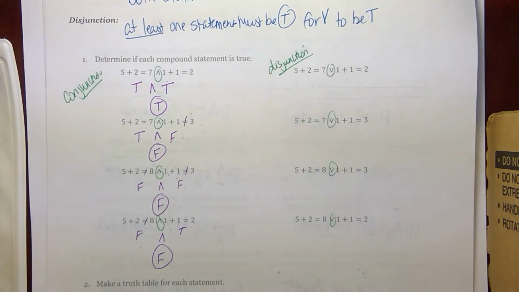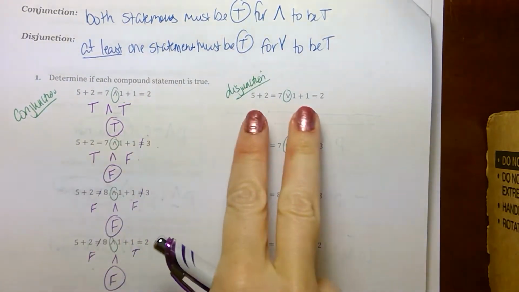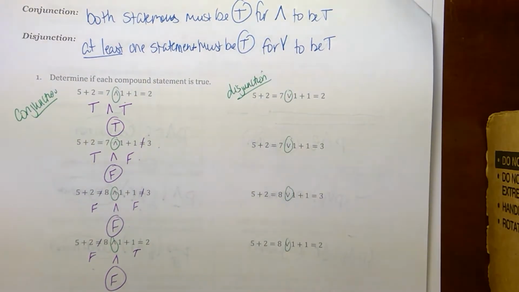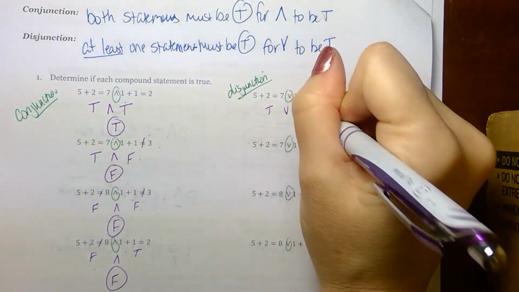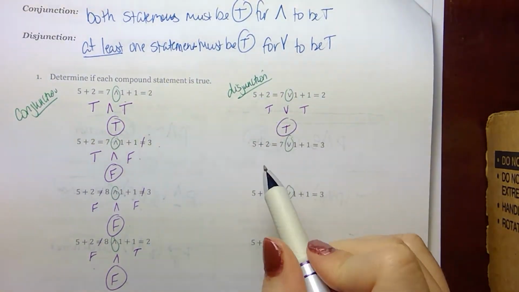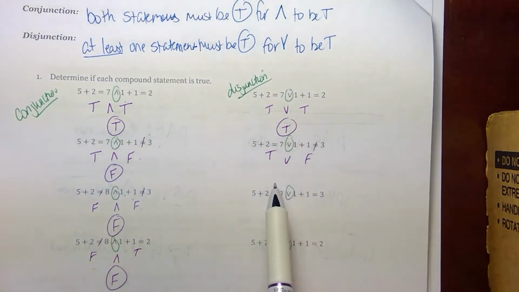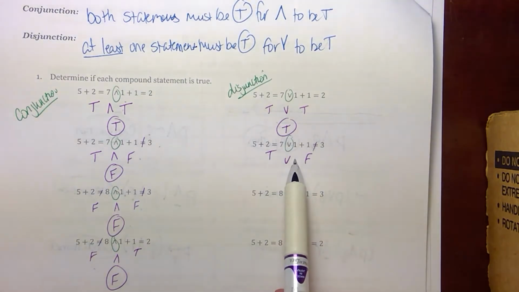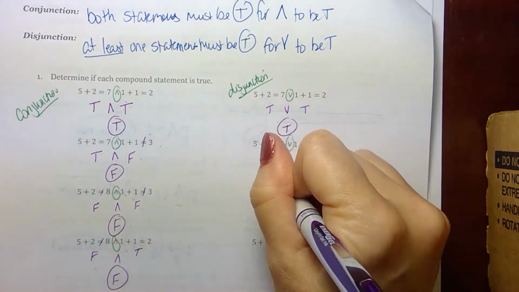Now let's look at our disjunction column and see how they compare. If you look, the statements are exactly the same. I've got 7, that's true. 2, that's true. Disjunction, true or true. Yep, that's true. This one, 7 is true. That one is false, though. What about this? True or false? Well, that disjunction says that if at least one statement is true, then the disjunction is true.